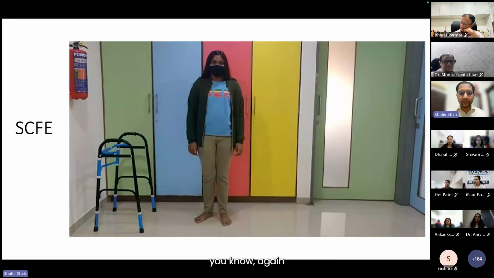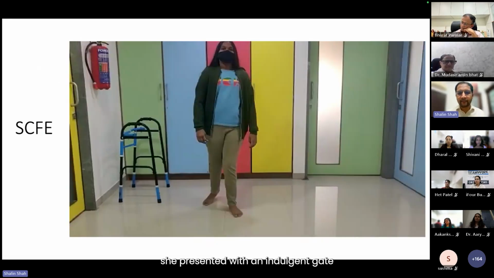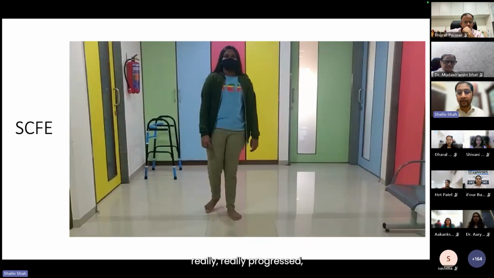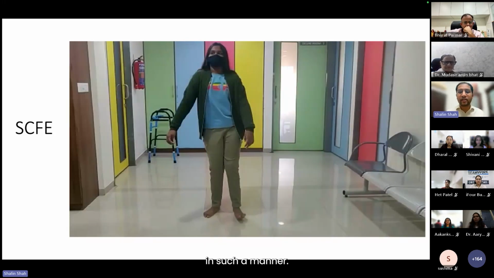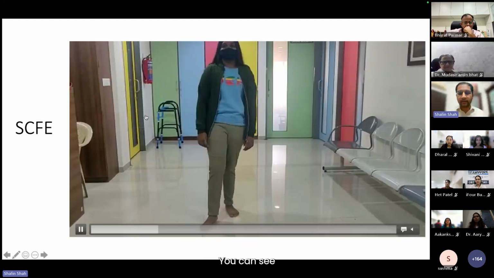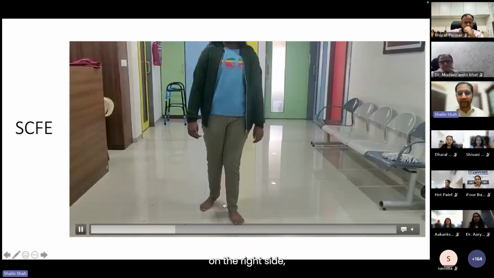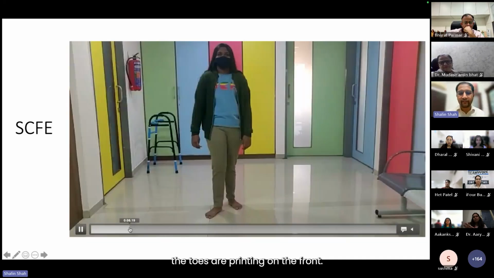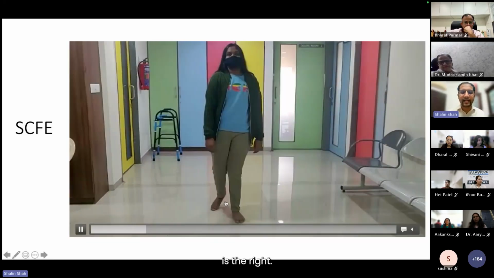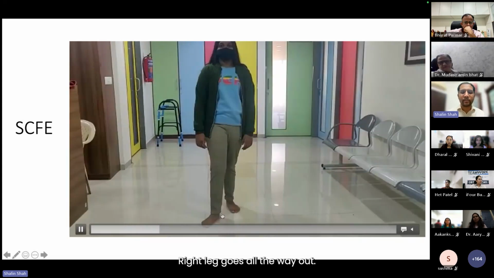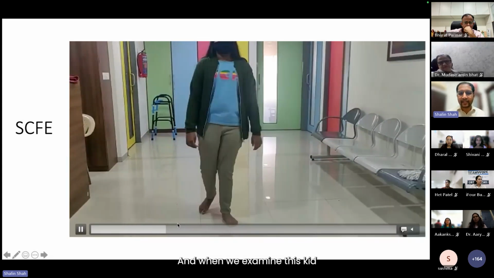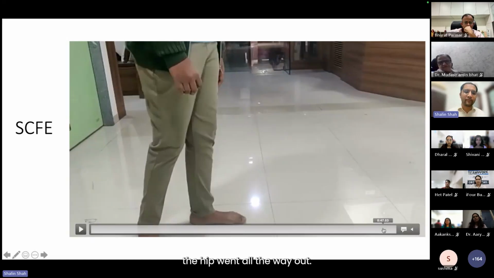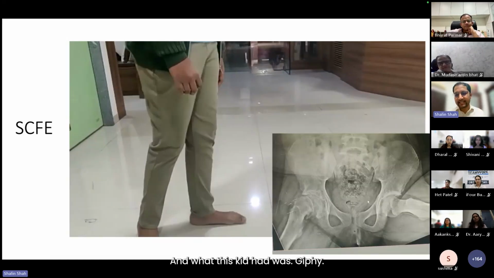Again, this kid, during COVID, you can see she presented with an antalgic gait, and she had really progressed, which is why she's walking in such a manner. You can see the toes are pointing to the front on the left side, whereas on the right side, the leg goes all the way out. And when we examined this kid on the bed as well, every flexion of the hip went all the way out. And what this kid had was SCFE.